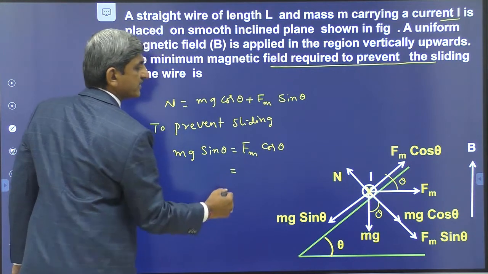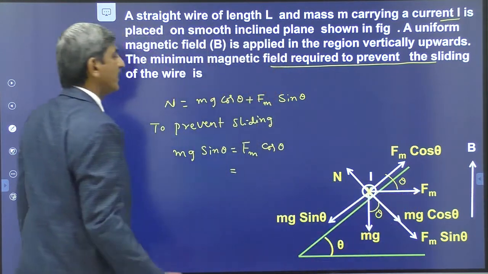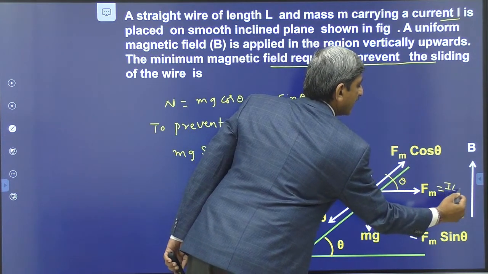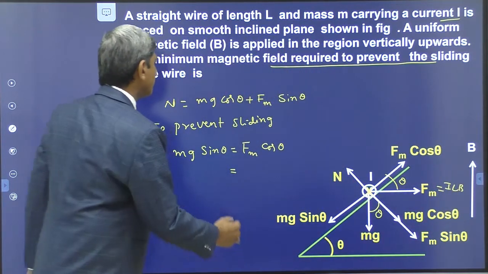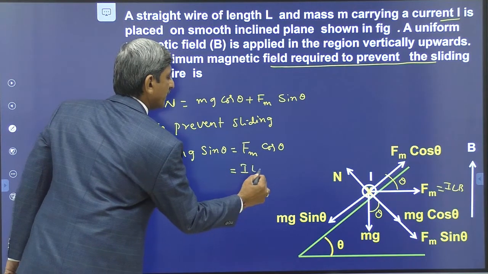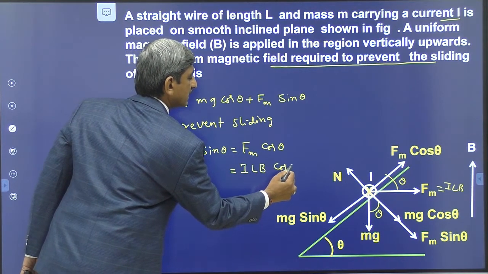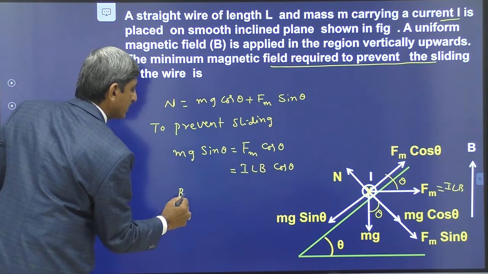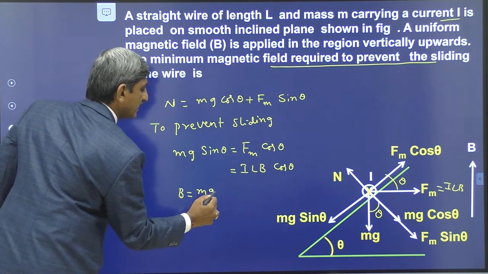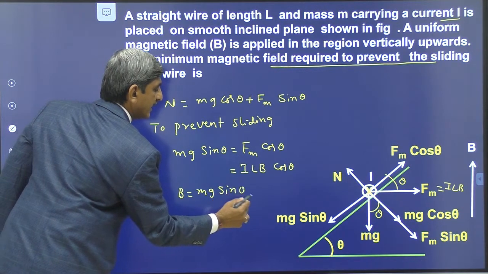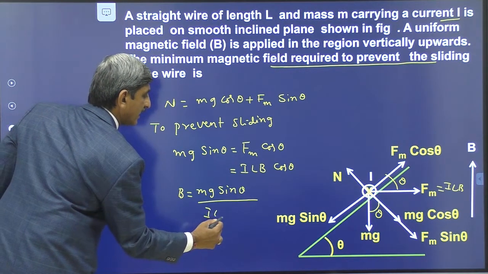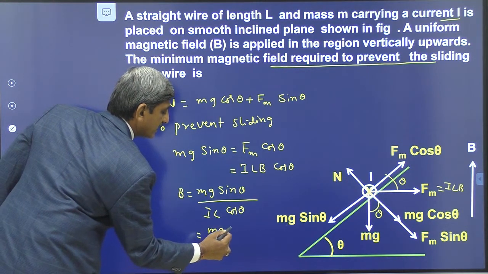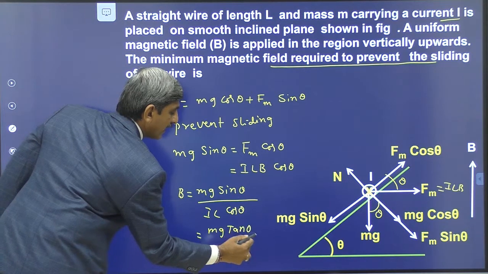We know that this Fm is the force due to the magnetic field, which is given by the formula Fm is equal to ILB. Now by substituting that, it becomes ILB cos theta. By taking all the terms to the other side except B, we have B is equal to mg sin theta divided by IL cos theta. This is equal to mg tan theta divided by IL.